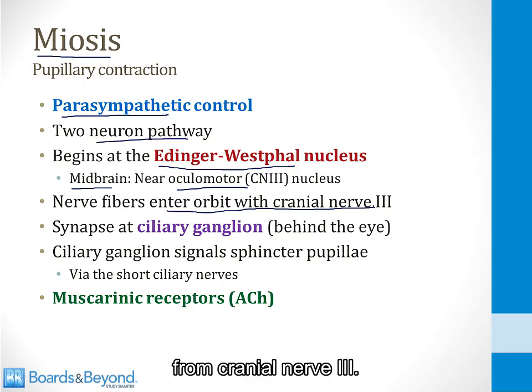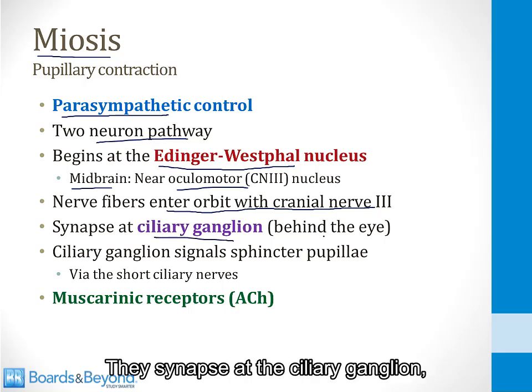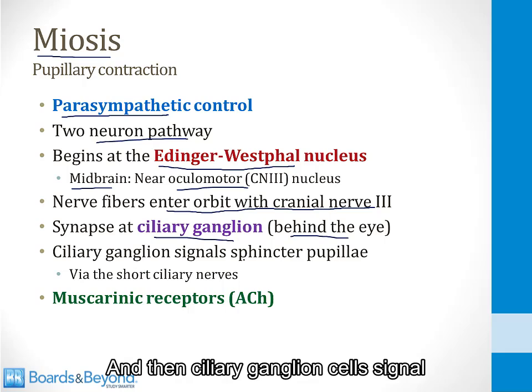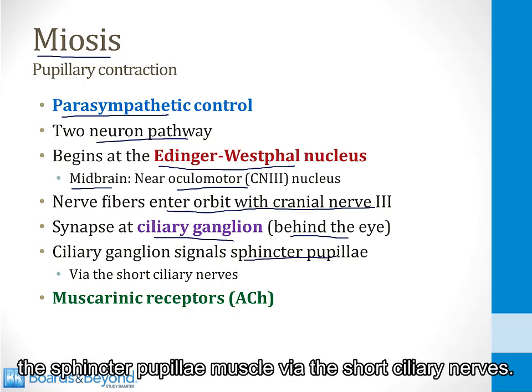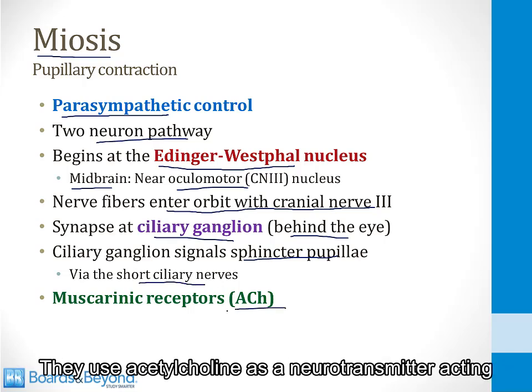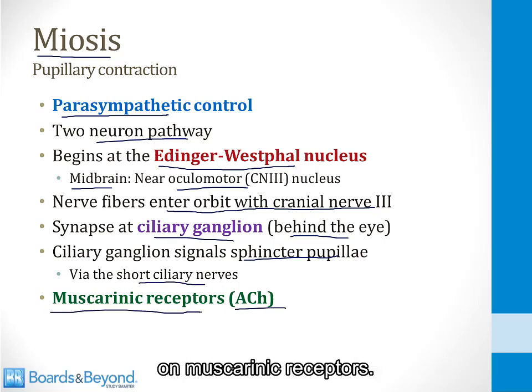Nerve fibers from the Edinger-Westphal nucleus travel and enter the orbit together with nerve fibers from cranial nerve 3. They synapse at the ciliary ganglion, which is found behind the eye, and then ciliary ganglion cells signal the sphincter pupillae muscle via the short ciliary nerves. They use acetylcholine as a neurotransmitter acting on muscarinic receptors.